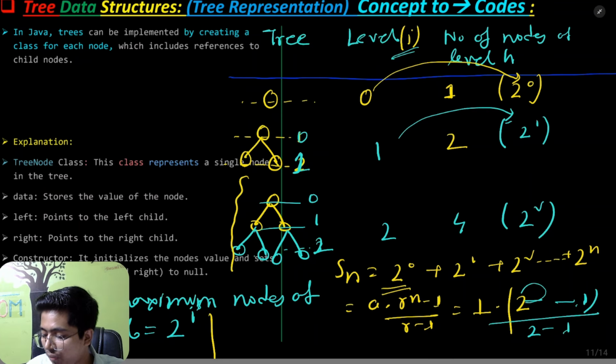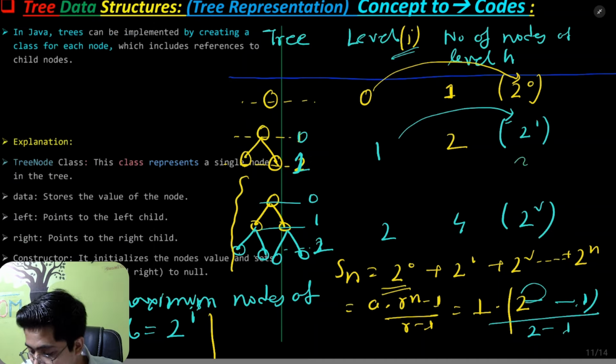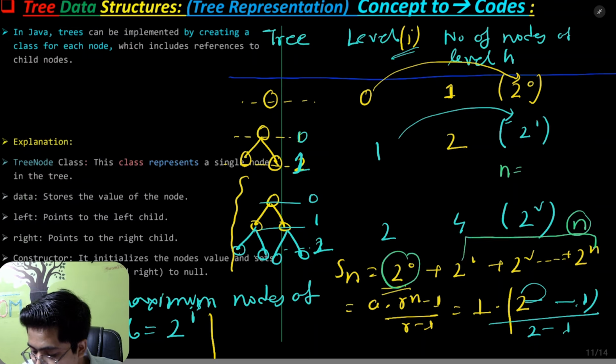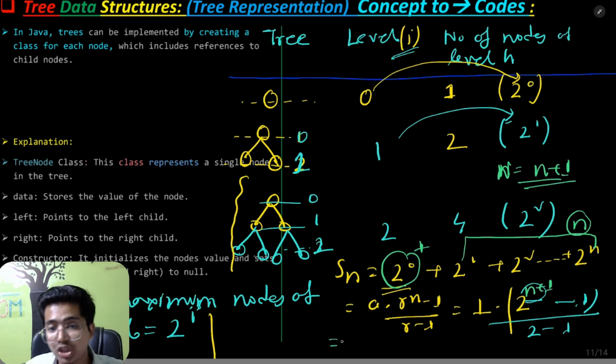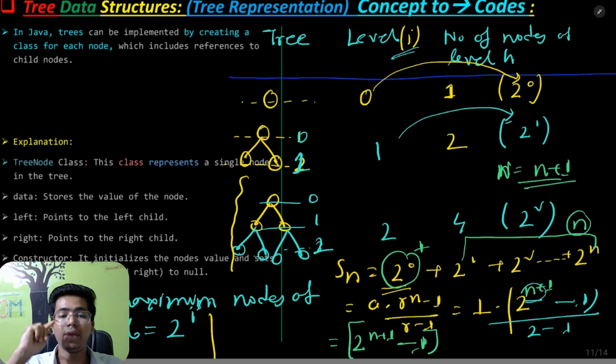So what is the value of n? Try to understand the value of n. If we notice, it starts from 0, and goes from 1 to n, so this value is already n and this value is 1. So the total number of terms here is n plus 1. So that will be n plus 1 minus 1. So the maximum number of nodes possible is 2 to the power n plus 1 minus 1. This is the maximum number of nodes that can be possible in a tree.